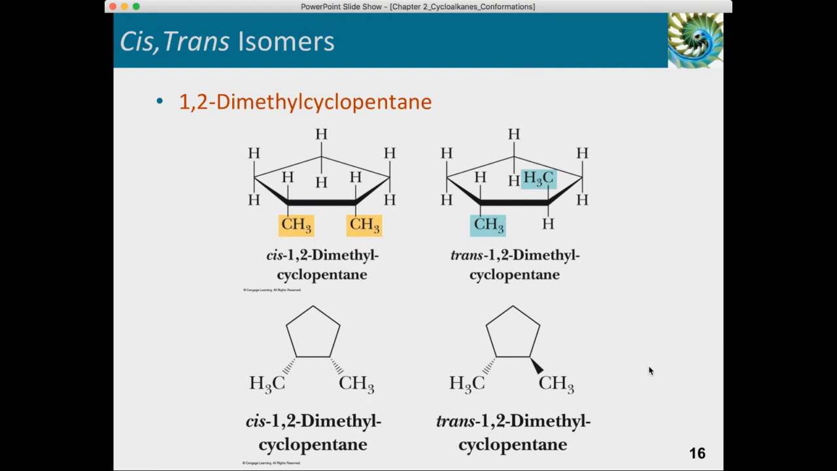Okay, you can also tell at this point, because we went already over stereochemistry, that these are two stereoisomers that are not mirror images of one another, so we can classify them as diastereomers.